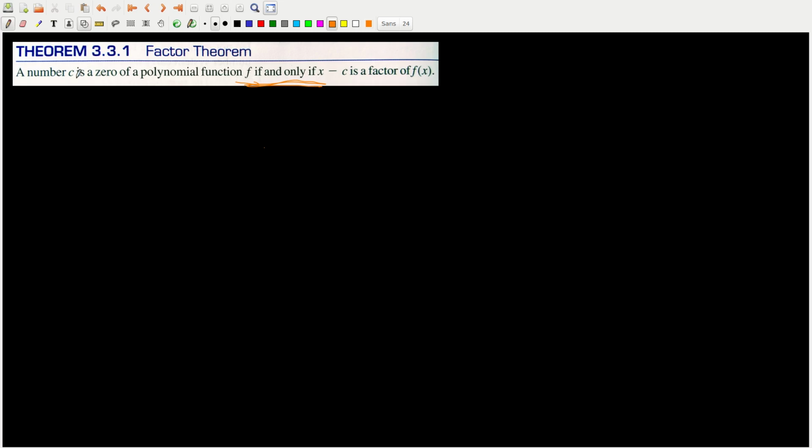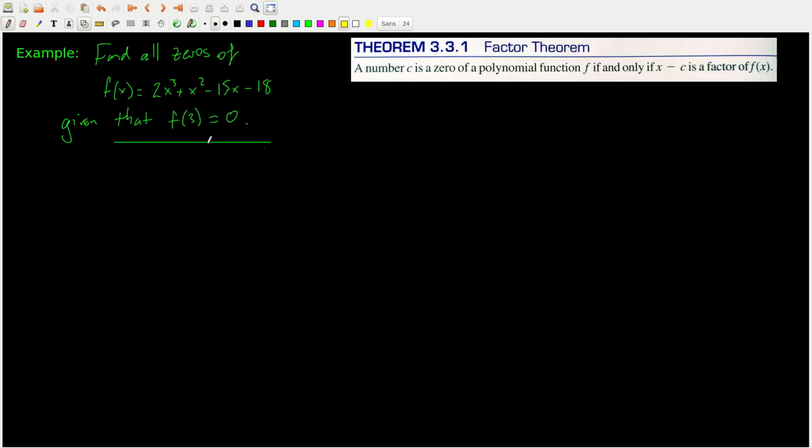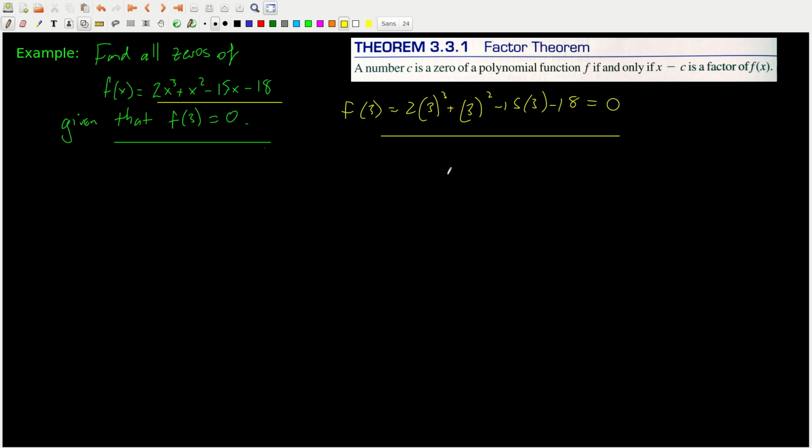Let's do an example of how we can use this. So relegating our theorem to the corner over here, let's look at this polynomial, 2x cubed plus x squared minus 15x minus 18. And someone's told us that f of 3 equals 0. We could discover that by computation, right? We could plug 3 into f, so calculate f of 3. We're literally just calculating this number. And if you do that, and I'm not going to do it, but if you were to calculate that, you will find that, in fact, that is 0.